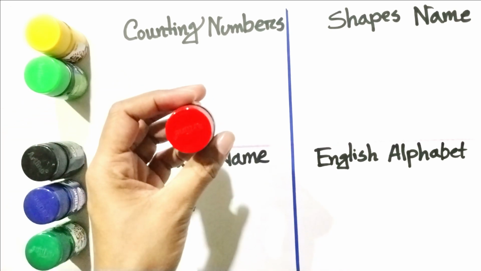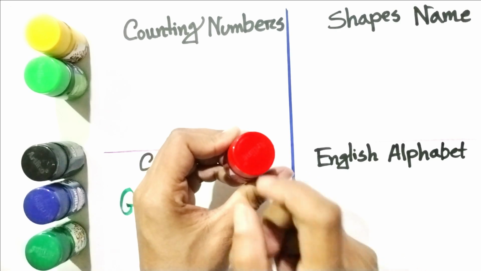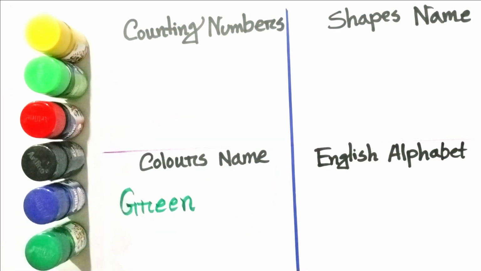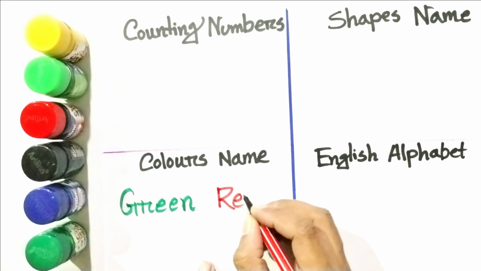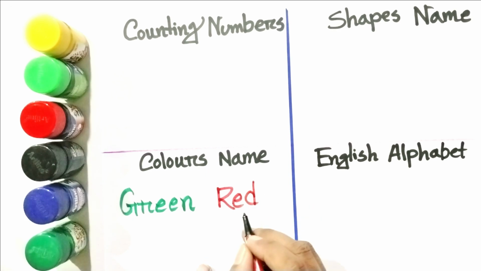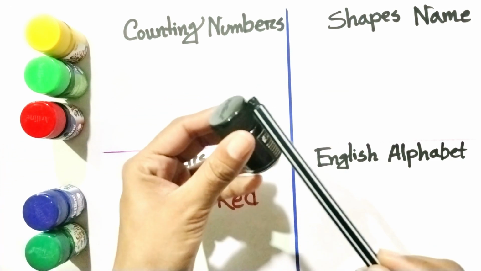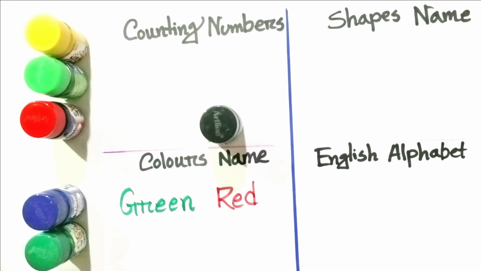Say with me, color name, red. Write with me, R E D, red. Say with me, color name, black. Write with me, black. B L A C K, black.